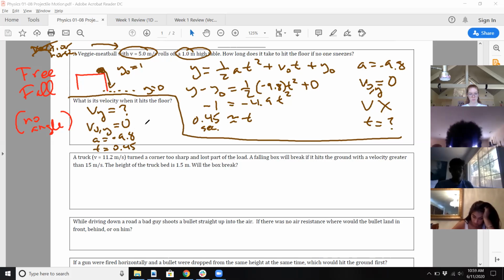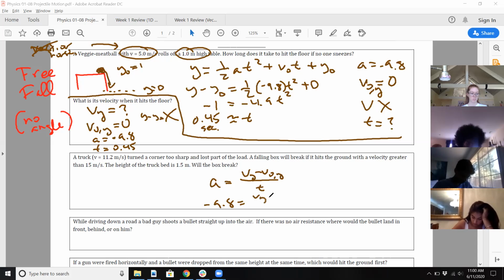And I don't care for distance. So the formula I'm going to use is this. Acceleration equals v minus v0 over t. But because I'm doing this in terms of y, negative 9.8 equals vy minus 0 over 0.45. And if you solve for vy, you should actually get negative 4.4.